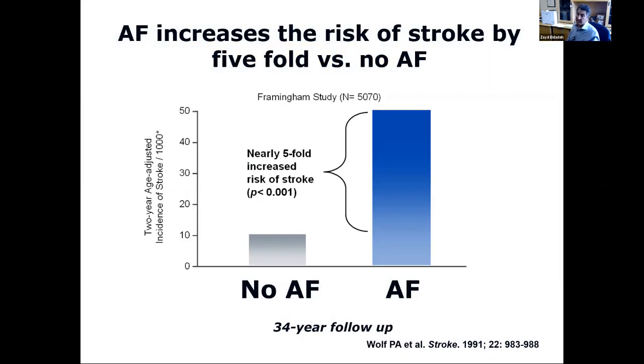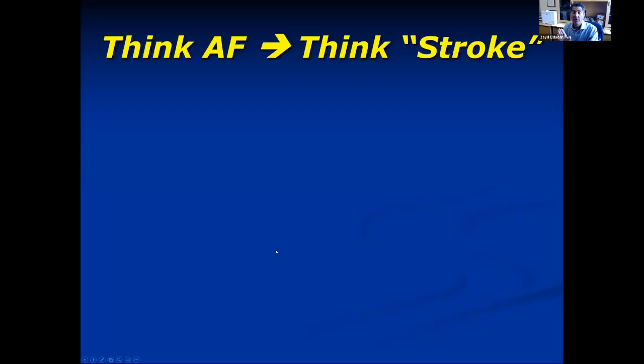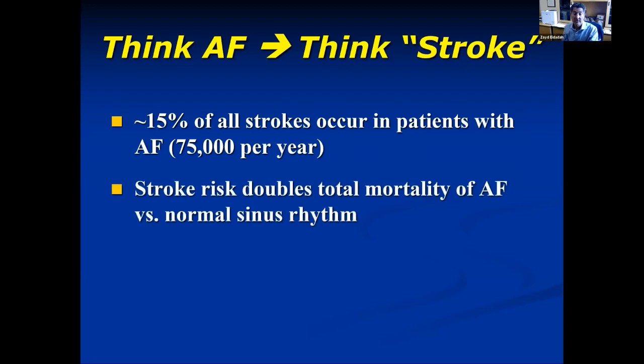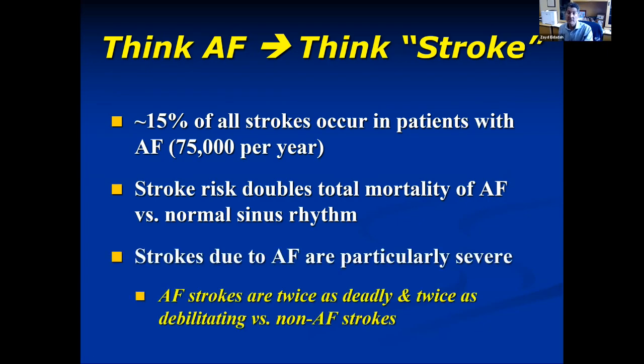Okay, why do we care about AFib? Well, from a health perspective, the number one reason is stroke risk. You all know this. Somebody with AFib is 5 times more likely to have a stroke than somebody without AFib if you match every other health parameter. So we've got to think about stroke. 15% of all strokes occur in patients with AFib. Stroke risk is a problem because having a stroke can be deadly, and stroke risk doubles the total mortality of atrial fibrillation versus normal and condition-matched age and condition-matched normal sinus rhythm. So it's a serious problem.